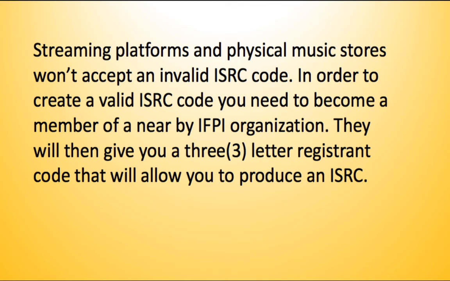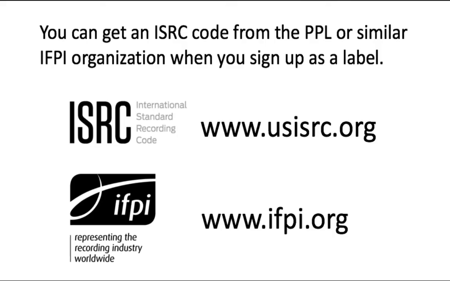Then you will be given a 3-letter registrant code that will allow you to produce an ISRC. It's online, so once you join, you'll be able to do it online, so you can track it and protect yourself, as well as set up your other artists that are underneath you. You can get an ISRC code from the PPL or a similar IFPI organization when you sign up as a label, and this is where you go: usisrc.org or ifpi.org.